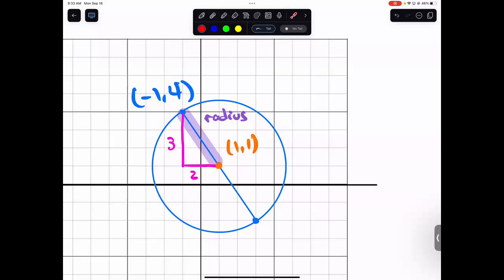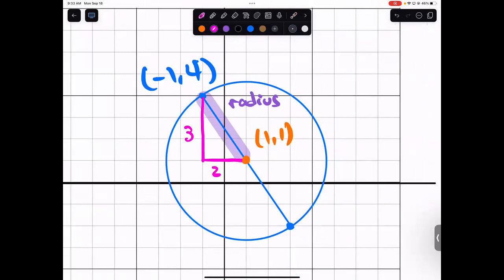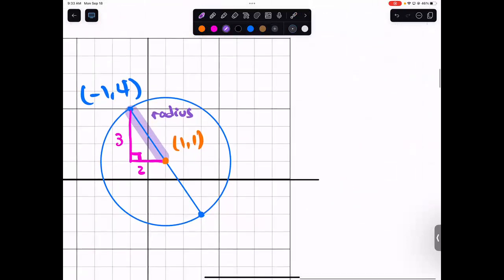What do we have then? What is that? A triangle. What kind of triangle? A right triangle, because those two legs were straight up and down, straight left and right. So we've got a right triangle. What do you know about right triangles? There's the Pythagorean theorem.